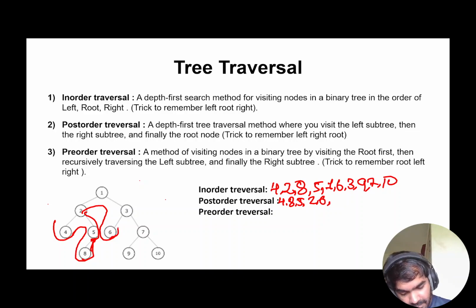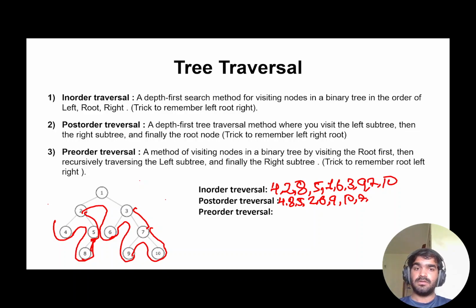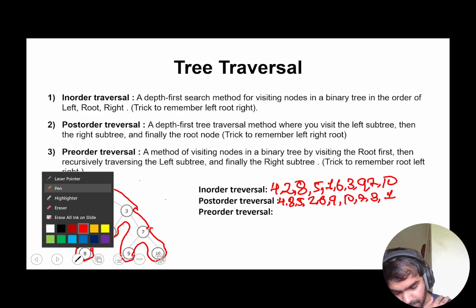Then go to the left subtree again, which is 9. Then go to the right subtree of 7, which is 10. Then print out the root of that subtree, 7, and then print out the root of the subtree before 7, which was 3, and then print out the final root, which is 1. So the post order traversal of the diagram I gave is 4, 8, 5, 2, 6, 9, 10, 7, 3 and 1. And let's come to the pre-order traversal.